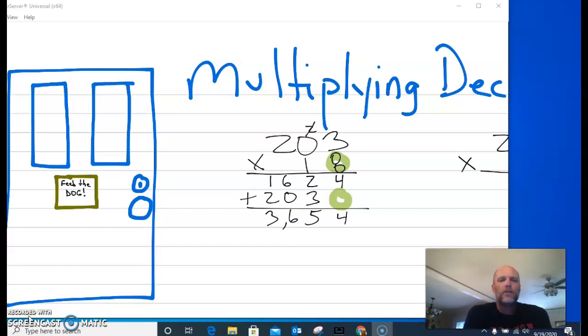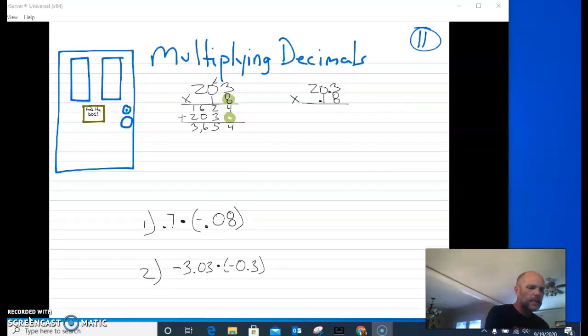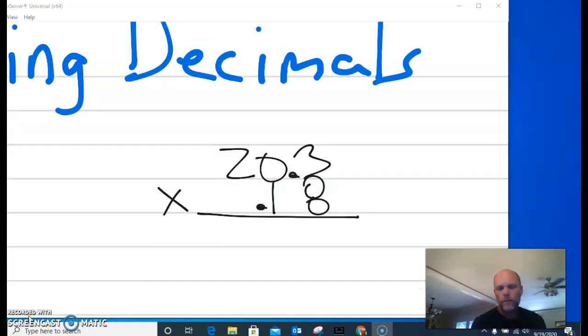Well, what are sticky notes used for? To remind people of things so we don't forget. Okay? So we are going to use a sticky note, and I like to call it feed the dog with the decimals. Okay? Here is our problem. Okay?